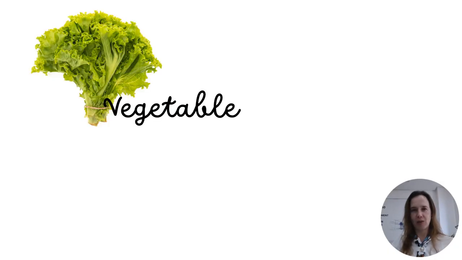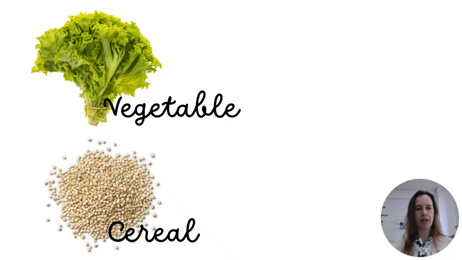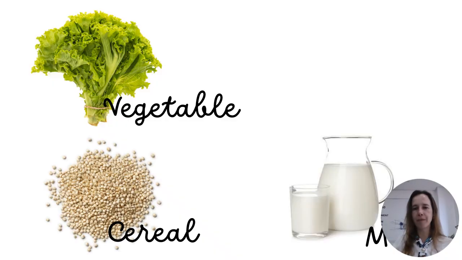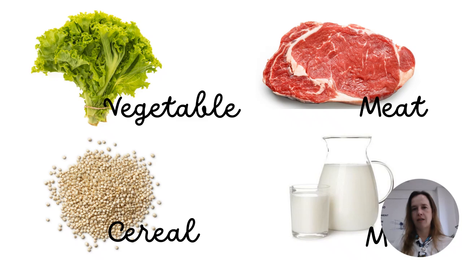There are four main types of raw materials, the raw sources. As you know, we have vegetables, cereals, milk, and meat. We can classify them further and increase the types of classifications. We can have oils, we can have tobaccos.